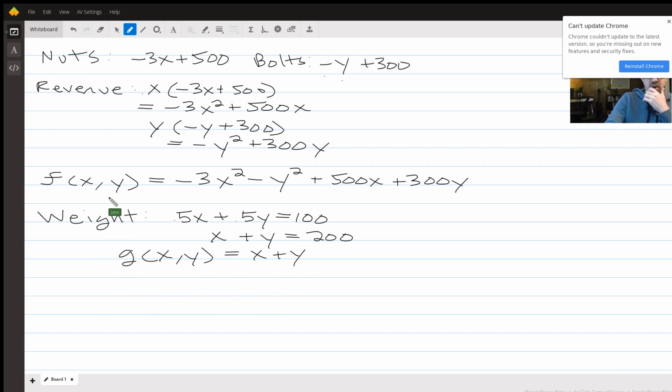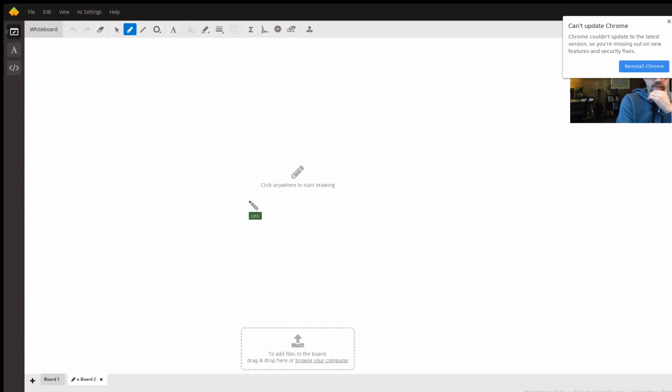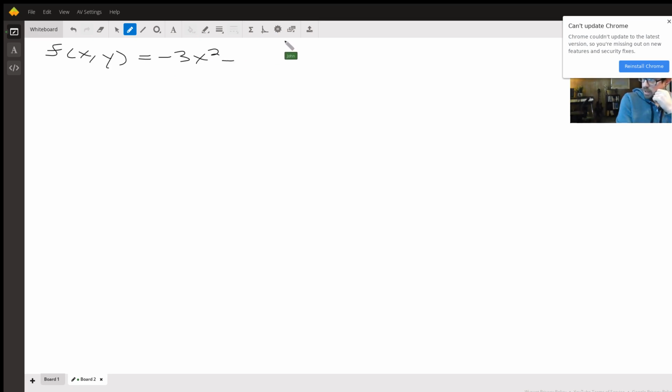Okay, so let me pop up to a new thing and just summarize everything we have here. We have f of x comma y is negative 3x squared minus y squared plus 500x plus 300y. All right. So that function itself has no maximum, but since we have a constraint, it does.